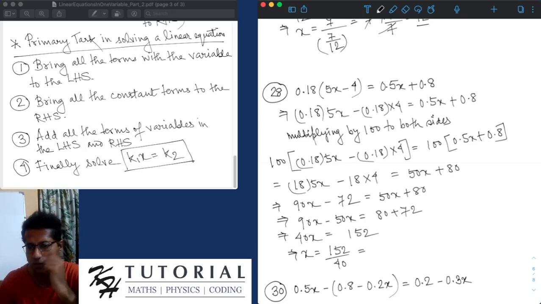Now if you reduce this rational number further, we divide by 4: 152 divided by 4 is 38 and 40 divided by 4 is 10. Then again we divide by 2 and it becomes 19 by 5. This is the answer, x equals 19 by 5.